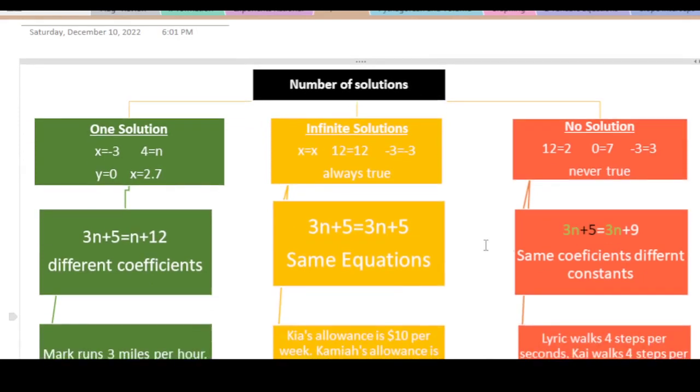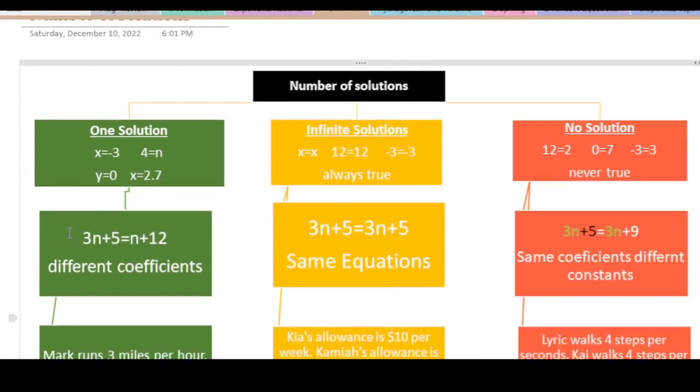So when we look at the equations for these, with a one solution equation, we'll have different coefficients. So the number in front of the variable will be different, right? And then the constants may or may not be the same. But from here, I can see that I can solve this and actually get an answer. Now, with infinite solutions, basically the reason they're infinite solutions is because both equations are the same. So no matter what value we put in for n, it is always going to be true. So that's why we get infinite solutions.